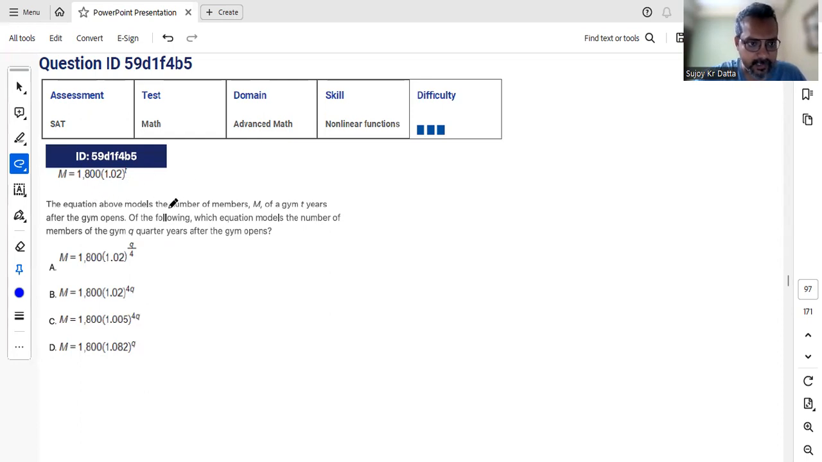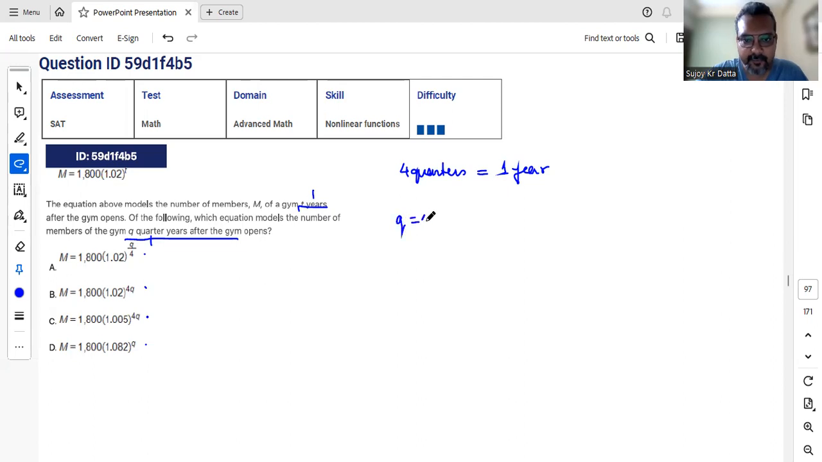It says that this equation models the number of members T years after the gym opens. Which of the following would model the members Q quarter years after the gym opens? Now, the easiest way of doing this is to find the relation between years and quarter years. Obviously, 4 quarter years would make 1 year, right? That's the idea of a quarter. So whichever option we have in this equation is the correct one.